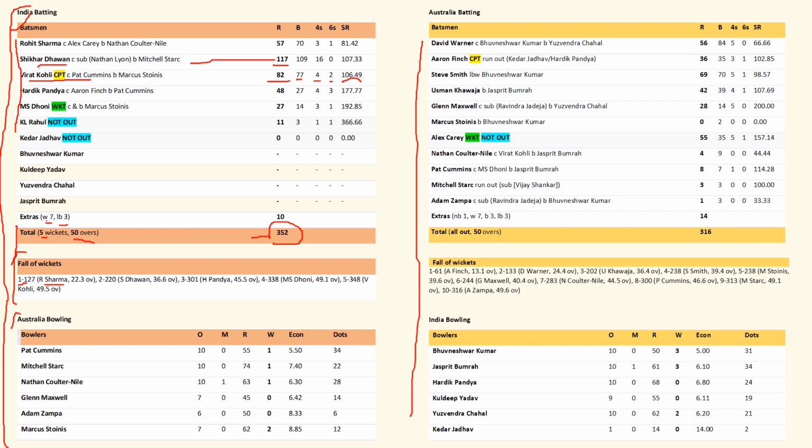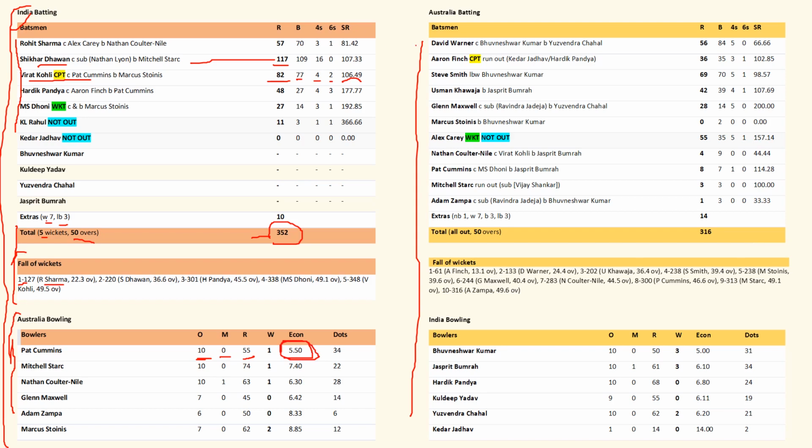The bottom part of the scoreboard is the opposing team's bowling record. Here Pat Cummins bowled 10 overs. There was no maiden over. A maiden over is one in which the bowler concedes no run at all. When he bowled 10 overs, he conceded a total of 55 runs, and this was his economy rate. The economy rate is the number of runs given divided by the number of overs bowled.